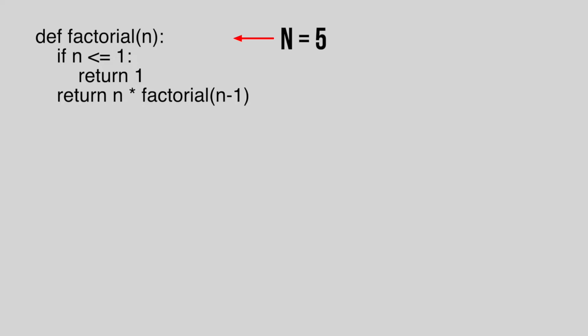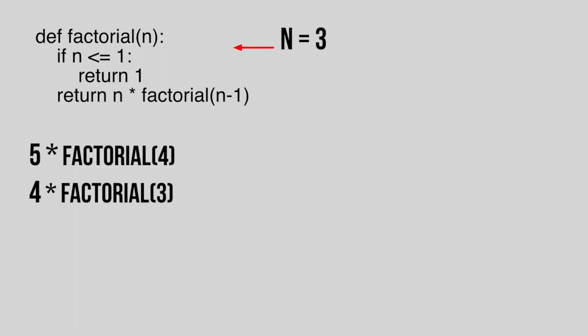When we call it with a 5, we check if 5 is less than or equal to 1. If it's not, we return 5 times factorial 4. But because we're calling another function, that function has to run first. So we will run factorial 4. Factorial 4 will check if it's less than or equal to 1. It is not. So we return 4 times factorial 3. We're right back where we were. We have to wait for factorial 3 to finish.